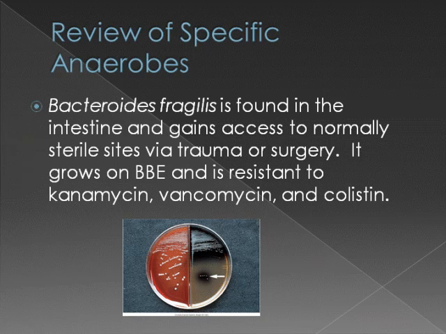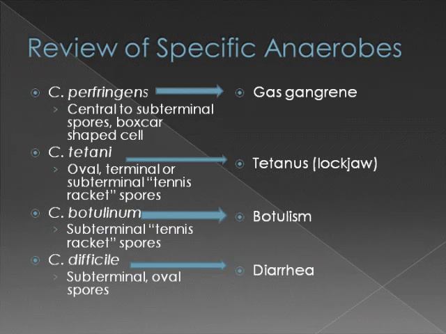Next, we have Bacteroides fragilis. This one is found in the intestine and gains access to normally sterile sites via trauma or surgery. It's probably the most commonly isolated anaerobe, and it grows on BBE and is resistant to kanamycin, vancomycin, and colistin. You can see on the right-hand side where that white arrow is, that's Bacteroides growing on BBE.